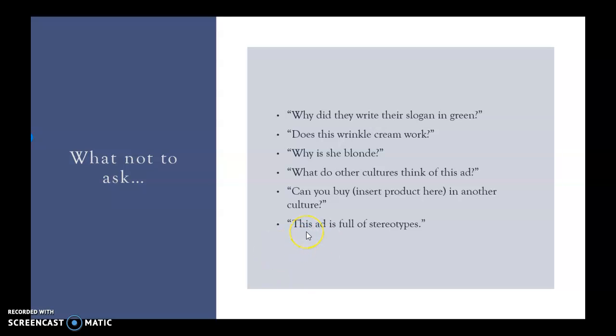So the last one, this ad is full of stereotypes. Well, this one is actually a very simple reason why it's not acceptable. This is a statement and not a question. Remember, for these first three rows, you need to be asking questions.